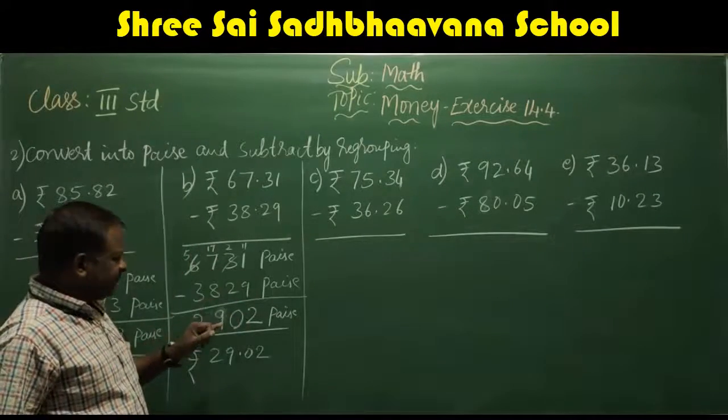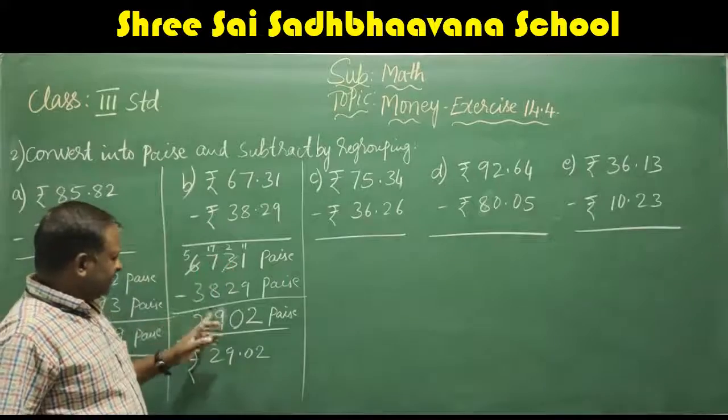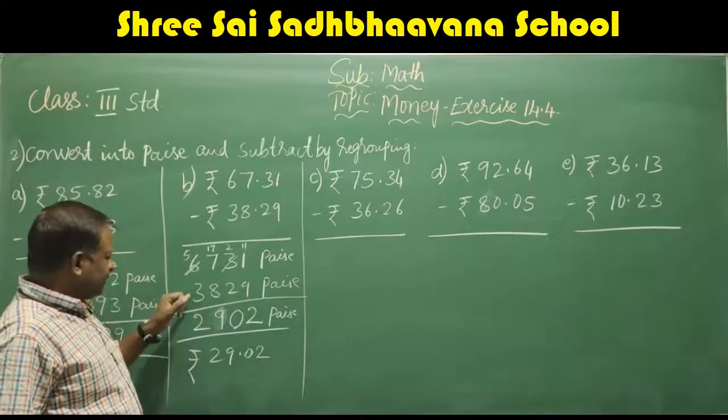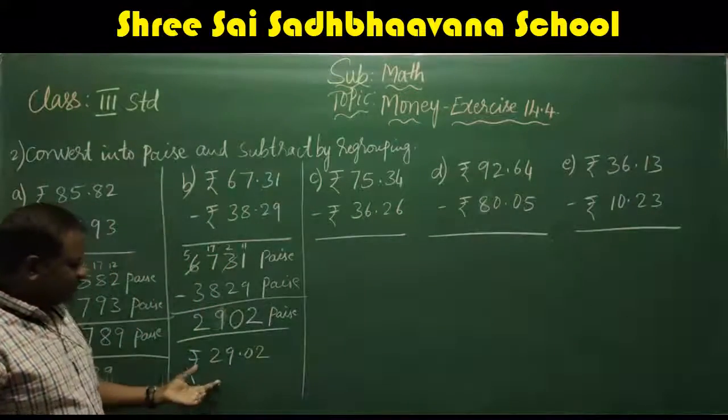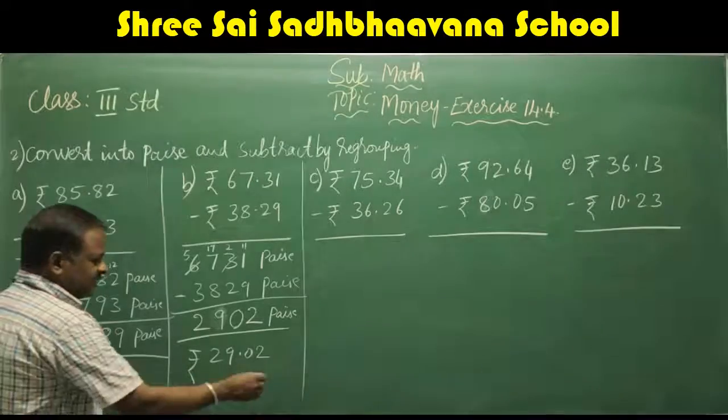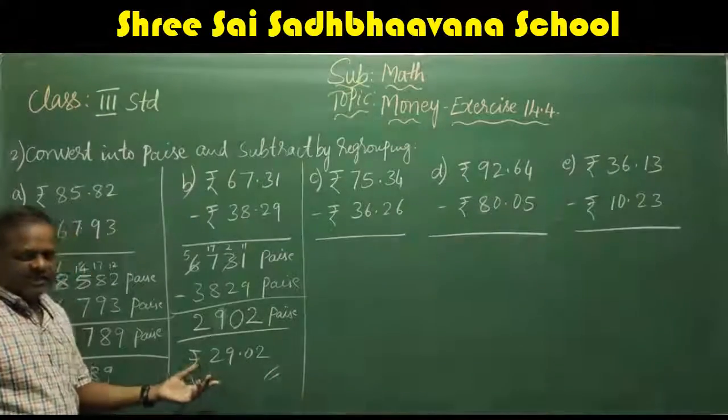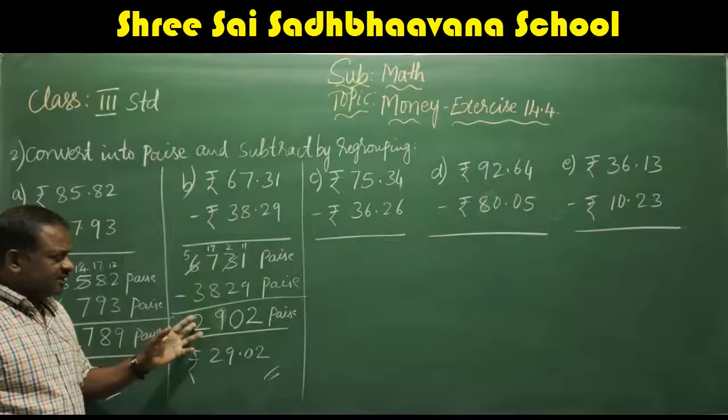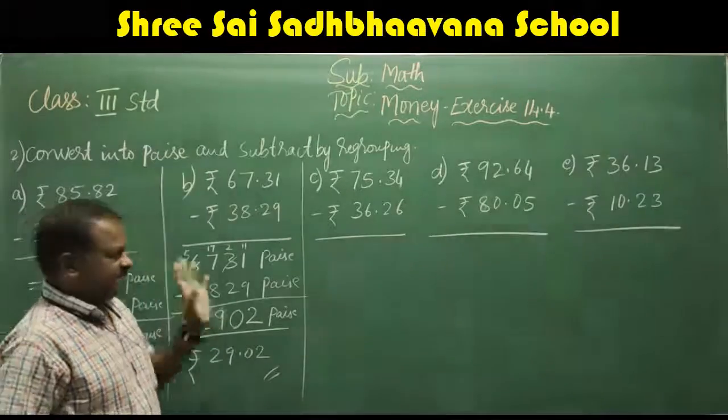9 plus 2, 11, carry 1. 1 plus 2, 3. 9 plus 8, 17, carry 1. 3 plus 2, 5 plus 1, 6. So rupees 29.02, paise 2,902 paise.